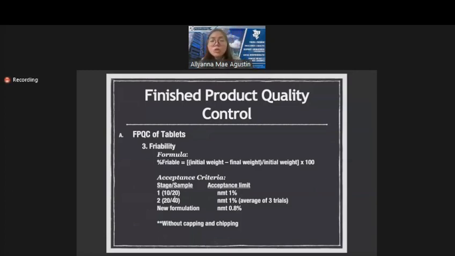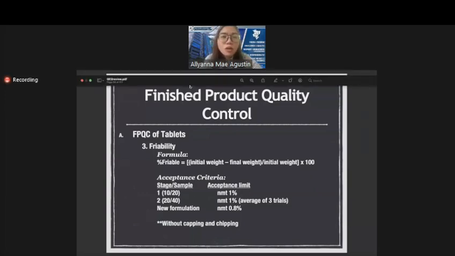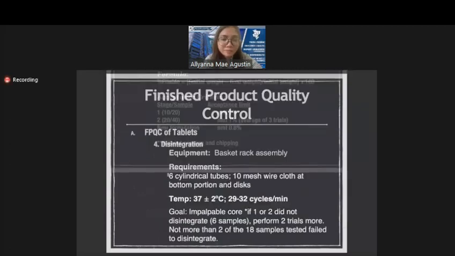Take note, it should be without capping and chipping. Without capping and chipping. So, what if, ma'am, it passes here but there is capping and chipping? It still fails. Okay? So let's stop here for this part.